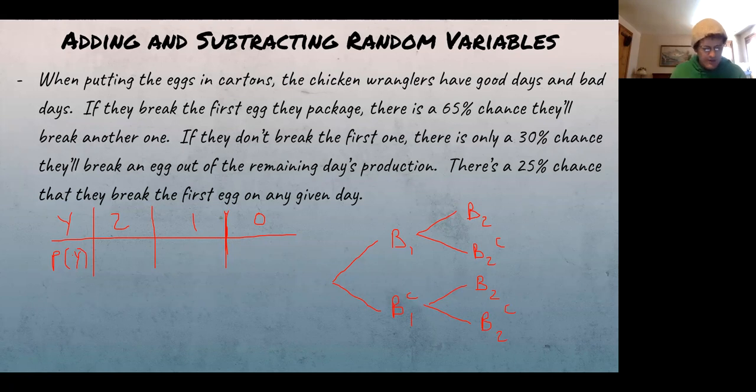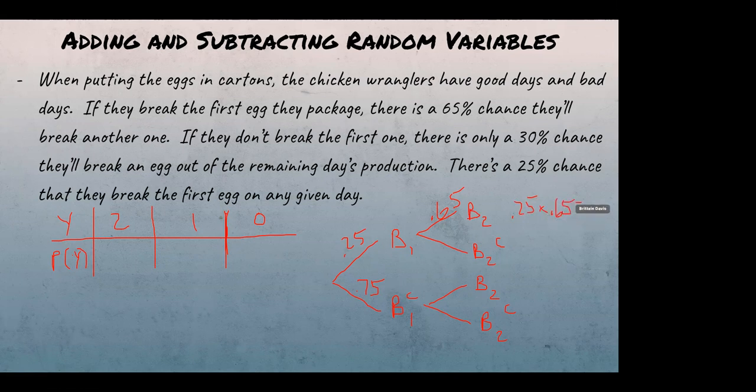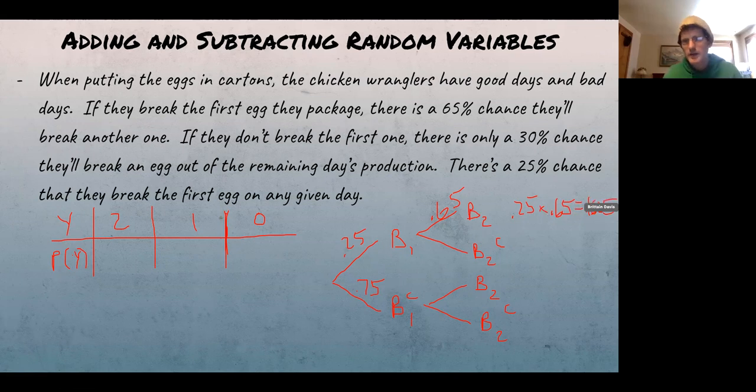All right. So yeah, there's a 25% chance. So that's why Lily just said multiply 0.25, which is we have a 25% chance we break that, times 0.65, because this is how we get 2 broken eggs. We break the first one, we break the second one. So there we go. If we multiply that, what is the 0.25 times 0.65? 0.1625. This is the only way that we can break 2 eggs.